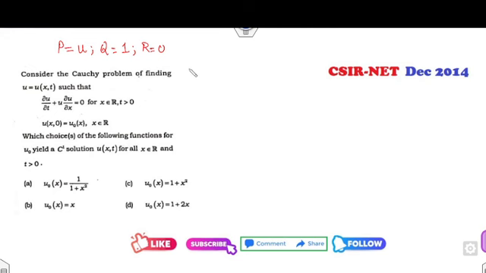They are not talking about uniqueness. So let's start with the Lagrange equation. Always remember, whenever you have a Cauchy problem, always start with the Lagrange equation if they are talking about the solution. This is dx over u, dt over 1, du over 0. So clearly du by dt is 0, which means u is equal to constant.